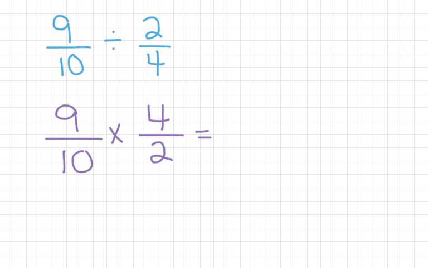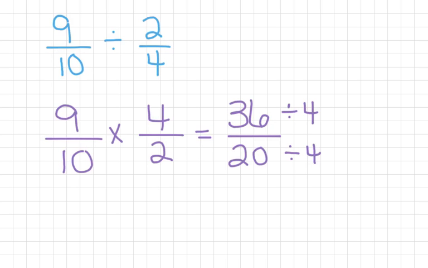And now I multiply. 9 times 4 is 36, over 10 times 2 is 20. Now you have a choice here. You can either reduce first, or you can change into a mixed number. I'm choosing to reduce first, but you'll get the same answer no matter which way you do first. So I am going to divide both of those by 4. 36 divided by 4 is 9, and 20 divided by 4 is 5.